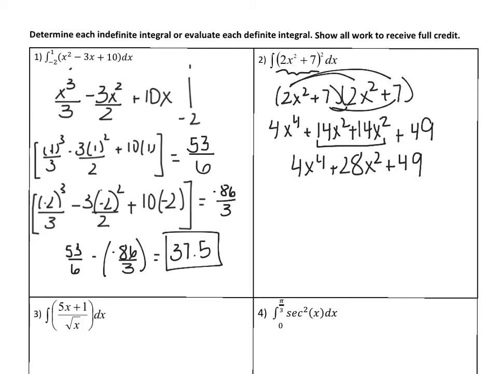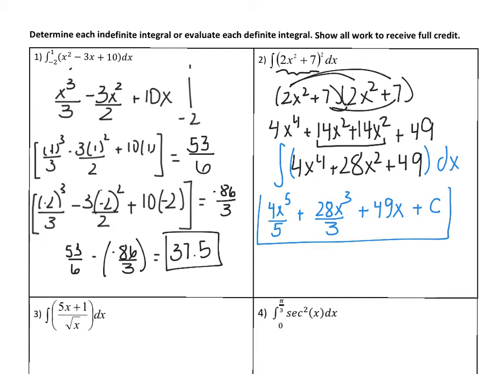So now this is what I want to take the integration of dx, right? That's the concept. So now the same thing that we did for number 1 is add 1 to the power and then divide by that number. So you should have gotten 4x to the fifth divided by 5 plus 28x to the third over 3 plus 49x. And then last but not least, we need that constant, because there is no definite numbers here or here like in the first problem. Okay, let's move on to problem number 3.